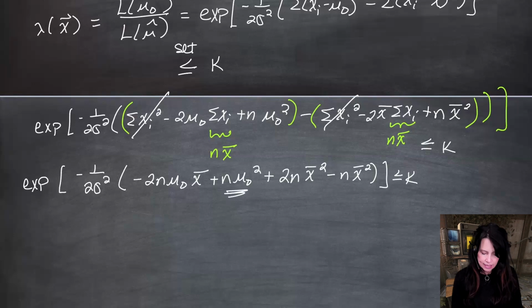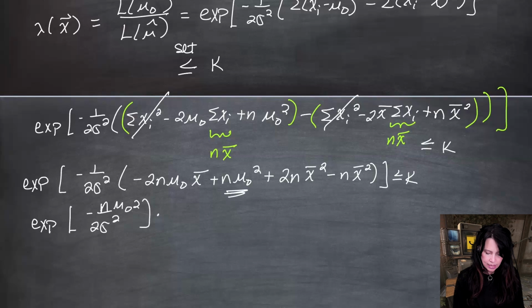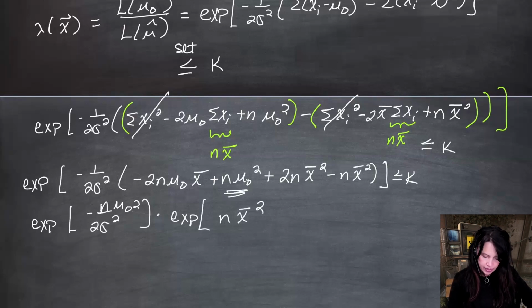This guy doesn't have any x's in it, so you don't have to write this out if you see what you're doing, but you could break this up into the product of n mu naught squared and then the rest of it. And this is just going to be a constant that can go to the other side. Before doing that, let's figure out what the rest of this is. I have 2n x bar squared minus n x bar squared, so that leaves me with a single n x bar squared. And then I have this term minus 2n mu naught x bar less than or equal to k.